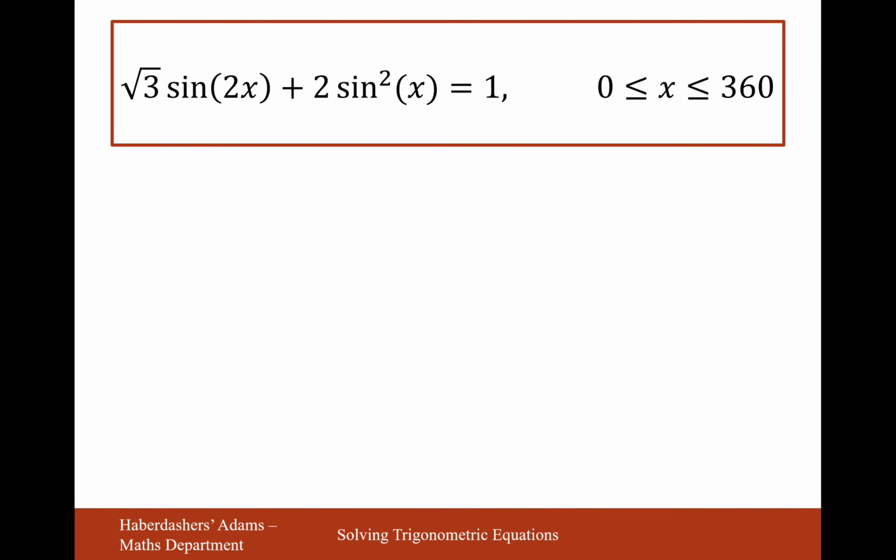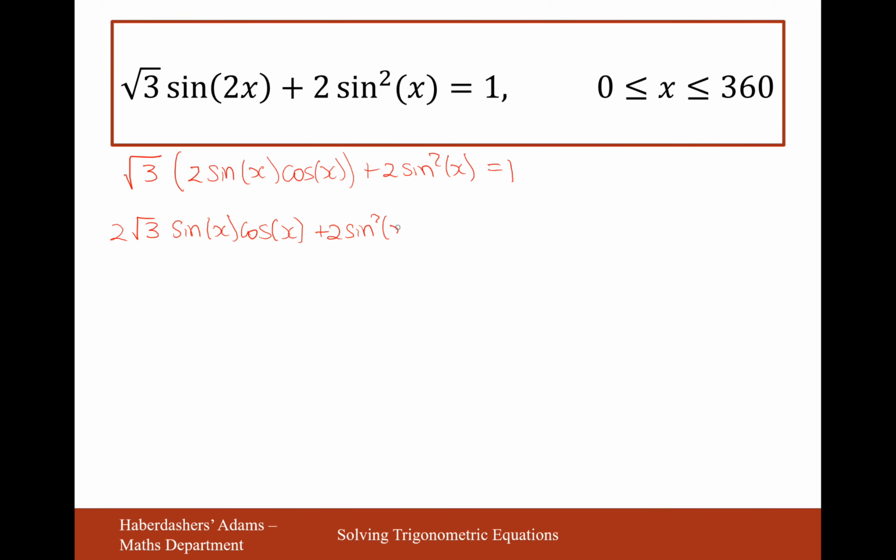Okay then, so moving on to the next one, we've got the sine double angle formula appear here. So we have to substitute that in for 2 sine x cos x. And then plus 2 sine squared x equals 1. Okay, let's expand the brackets. So it's going to be 2 root 3 sine x cos x, and then plus 2 sine squared x, and maybe we'll take away the 1 onto the other side.